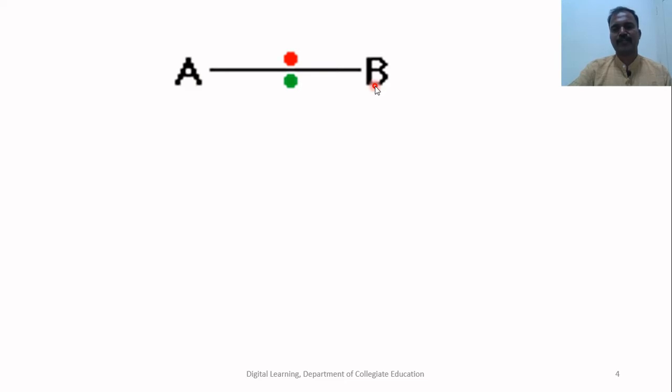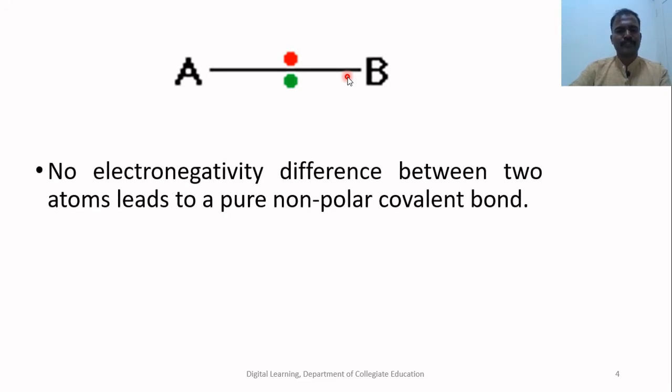If these two atoms have the same electronegativity value, then both of them have an equal tendency to attract the shared pair of electrons towards them, and it leads to the formation of a non-polar covalent bond. That means to say, no electronegativity difference between two atoms leads to a pure non-polar covalent bond. The best examples for compounds having a non-polar covalent bond are H2, Cl2, etc.